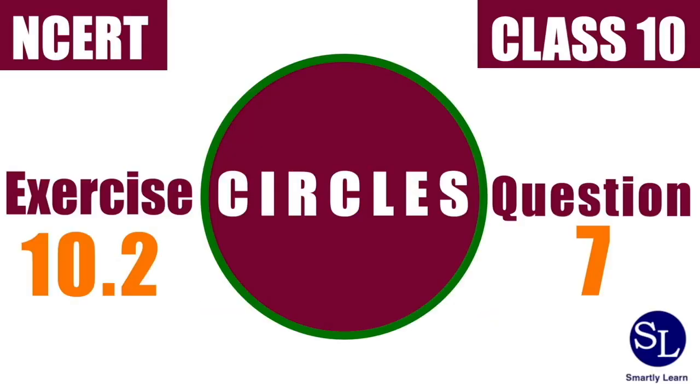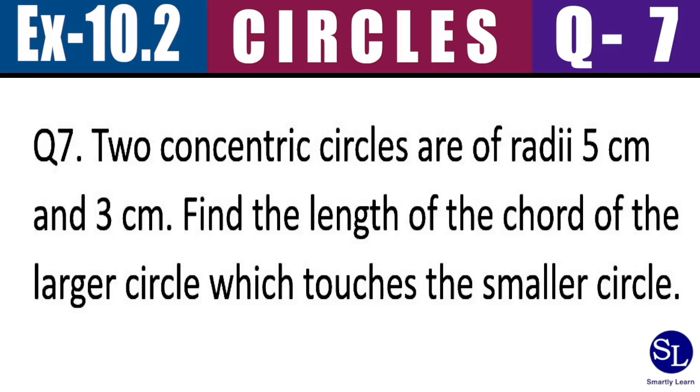In this video, let's see how to solve the 7th question in exercise 10.2. Two concentric circles of radii 5 cm and 3 cm. Find the length of the chord of the larger circle which touches the smaller circle. So let's first draw a diagram to support these statements.